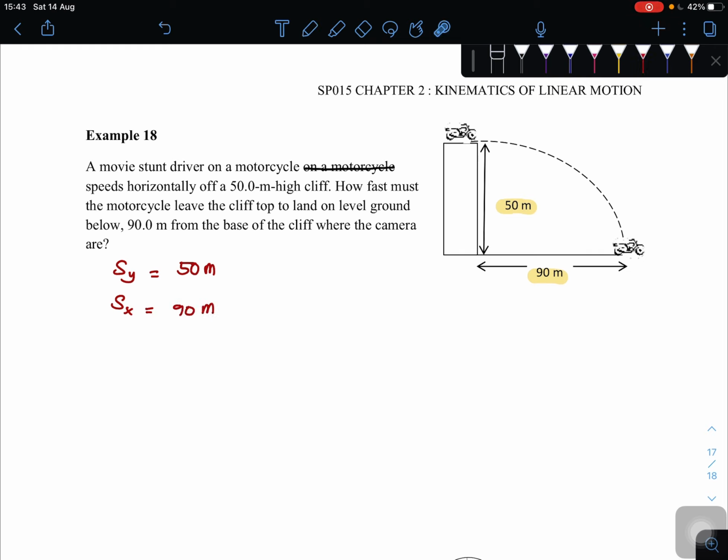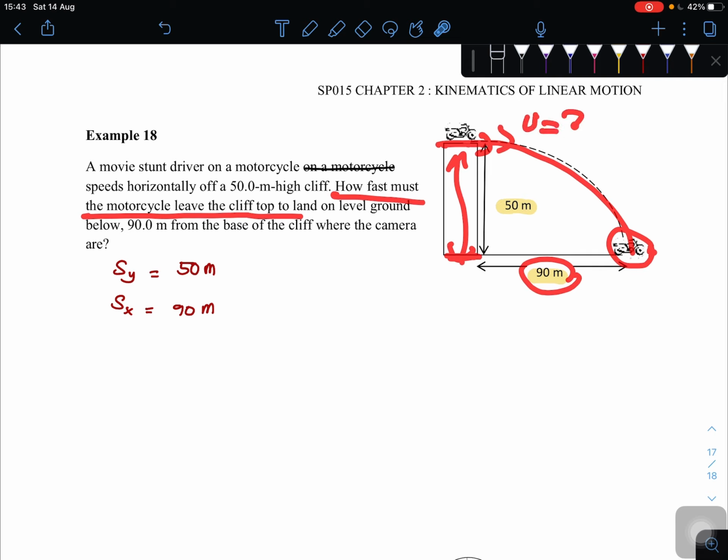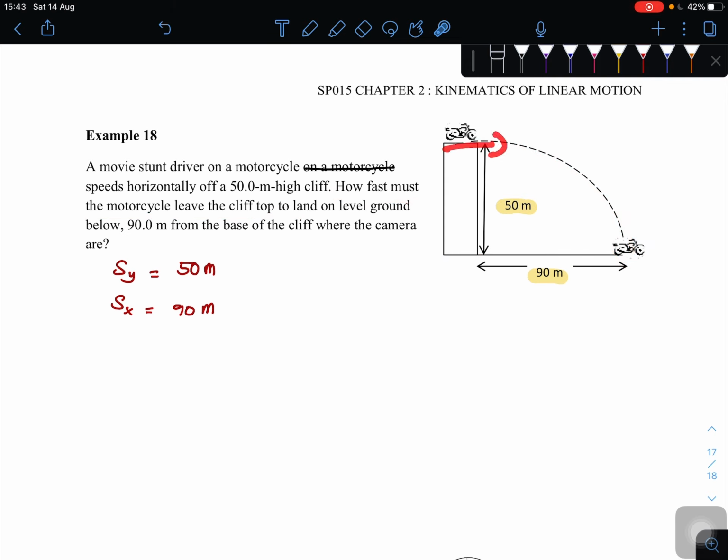Okay, so basically what the question asks is, how fast must the motorcycle leave the cliff top? How fast? Meaning what is the speed of the motorcycle for it to land at this point, which must be 90 meters from the base of the cliff. So we want to find the velocity. What is the velocity of the motorcycle here? We want to find the initial velocity. We call it initial because initially it is here. So what is the initial velocity of this motorcycle?